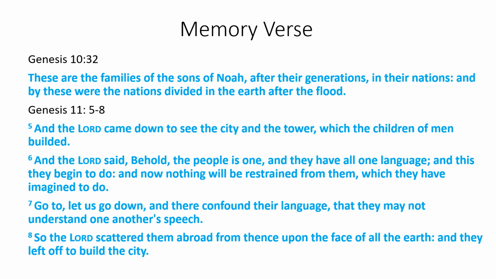Our second memory verse is taken from Genesis chapter 11 verse 5 to 8, and this memory verse says, "And the Lord came down to see the city and the tower which the children of men builded." Verse 6, "And the Lord said, Behold, the people is one, and they have all one language, and this they begin to do, and now nothing will be restrained from them which they have imagined to do." Verse 7, "Go to, let us go down, and there confound their language, that they may not understand one another's speech." Verse 8, "So the Lord scattered them abroad from thence upon the face of the earth, and they left off to build the city."